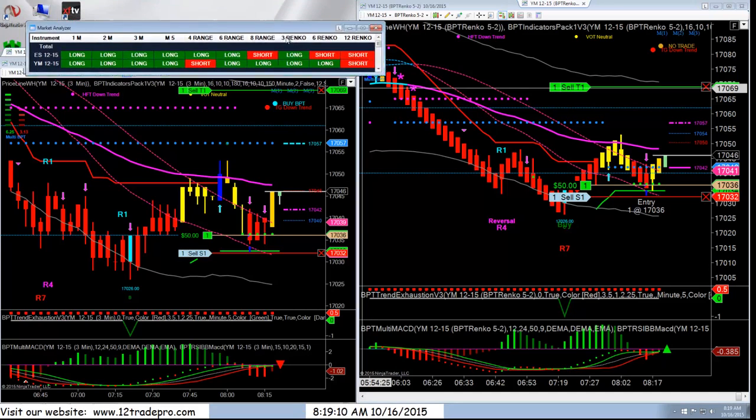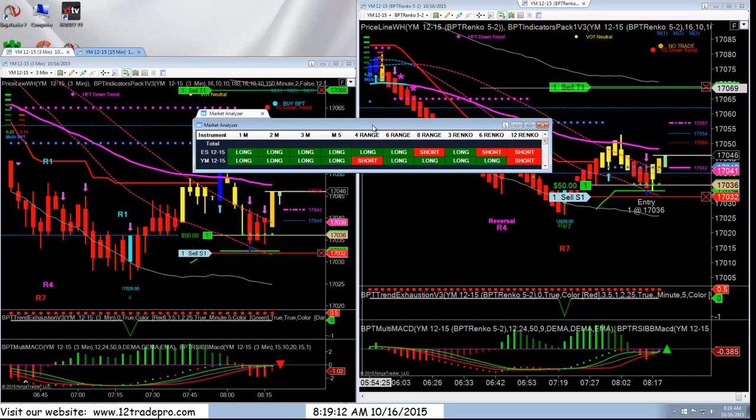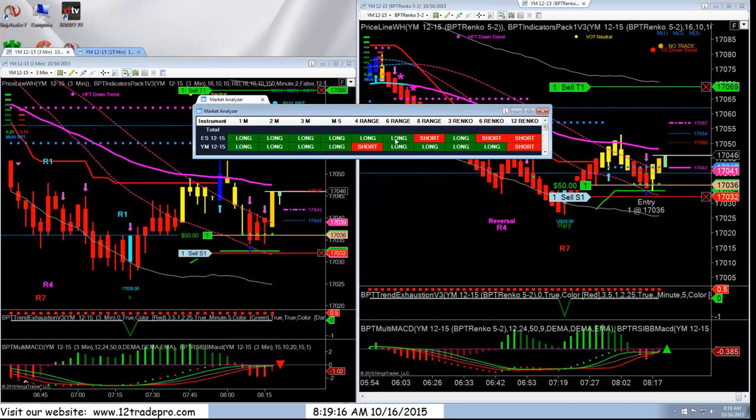You can see that my scanner windows are getting positive. Market analyzer, they're starting to turn positive green longs.